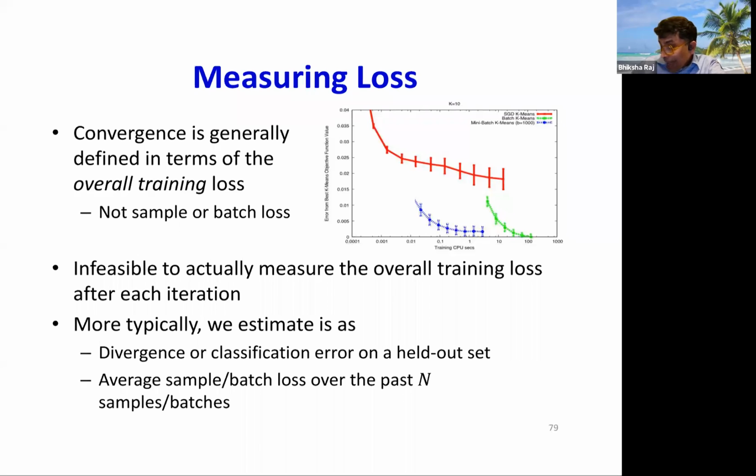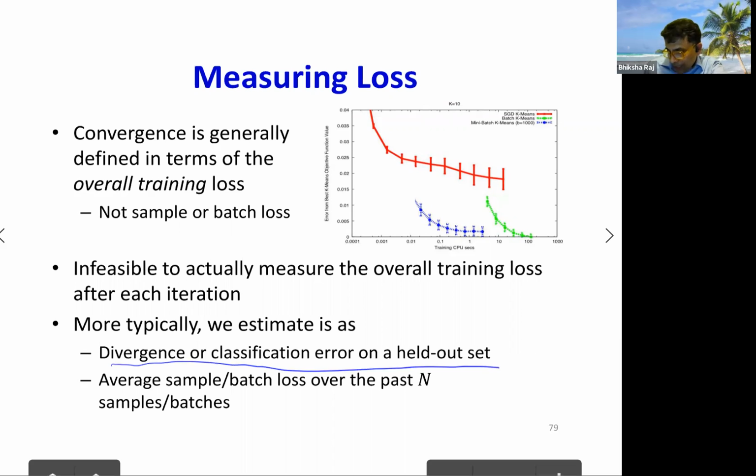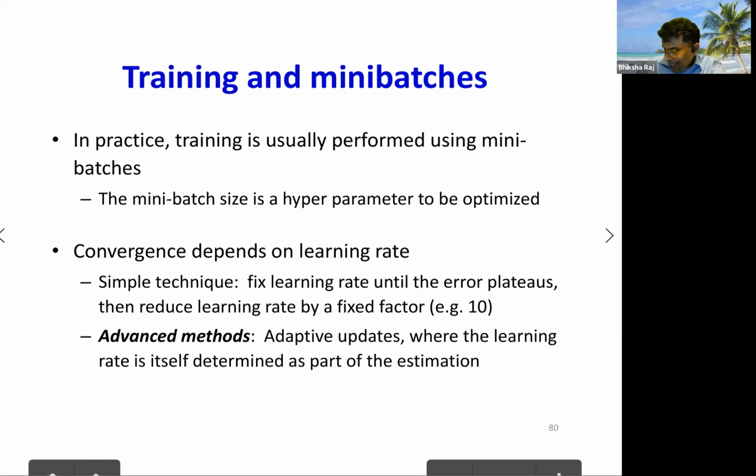So you have to estimate the loss on the entire training data from what you compute from the mini batch. So typically we estimate it as the average divergence or classification error on some held out set, or we maintain a running average of the sample or mini batch losses over the past several samples, and these are the numbers we will report. Now, in practice, training is usually performed using mini batches, but the mini batch size is a hyperparameter to be optimized. We want them to be large enough to have low variance, and yet small enough to get the maximum number of updates at each epoch.